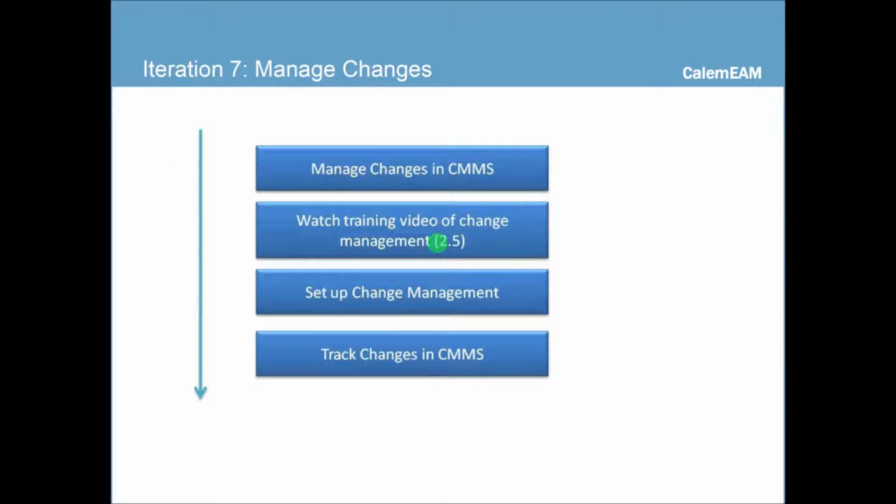Next iteration is iteration 7, change management. You want to manage changes in CMMS. A change normally involves multiple departments like safety, QA, production, and maintenance. And you can watch a training video about the processes and roles for change management. And then you can set up change management roles and start to track changes in your CMMS.